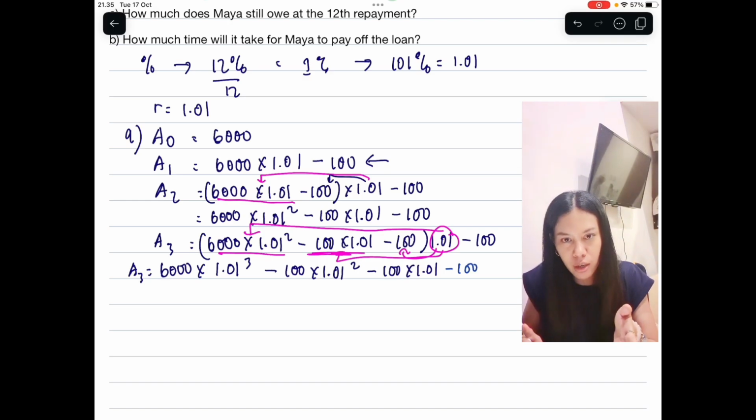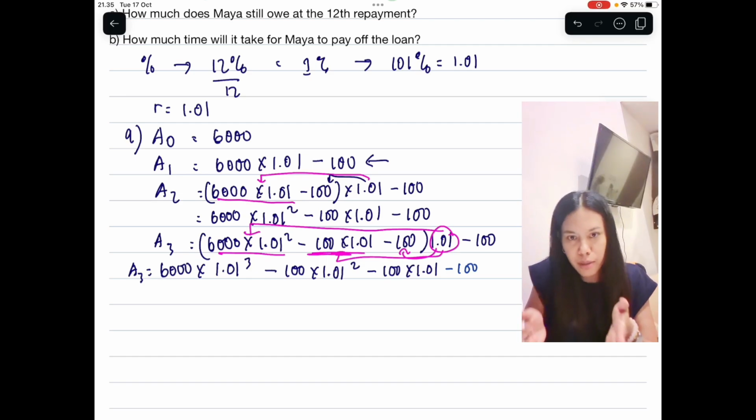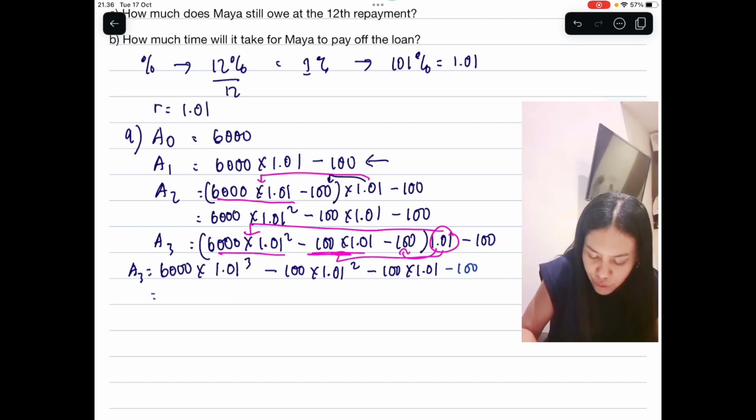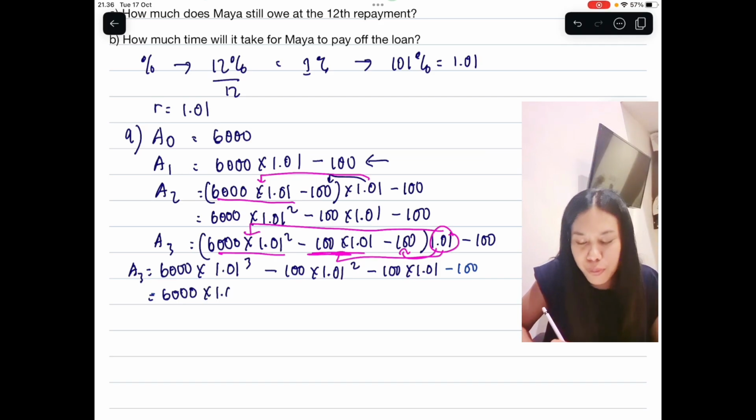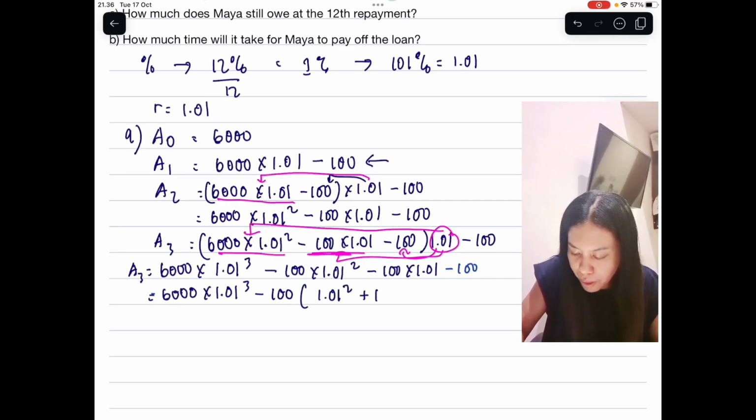Okay, so for this A3 here, I'm going to try to simplify, so maybe for some people that still didn't get the pattern, they can see it more properly. So this is what I'm going to do. It's going to be 6,000 times 1.01 cubed, and if you see they have some common factors there, so I'm going to take the common 100 out, okay? And then I multiply by 1.01 squared plus 1.01 plus 1.